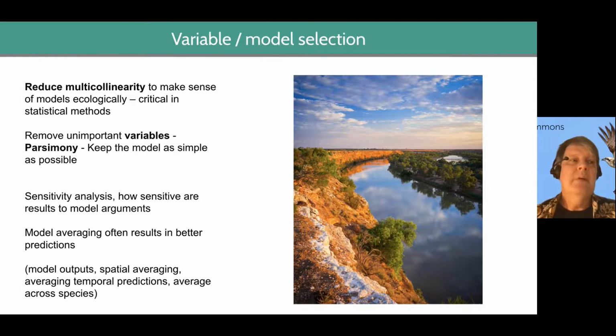And there's a penalty for complexity. Often as you get more complex, you tend to overpredict. So usually a simpler model, a parsimonious model, is a little bit better.